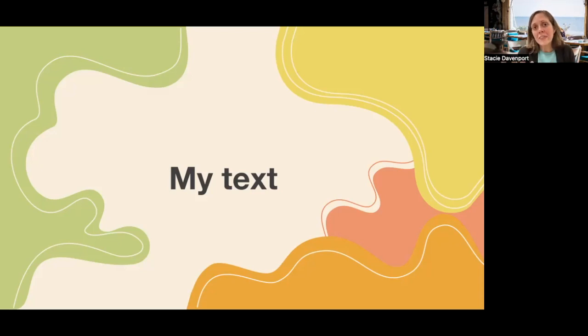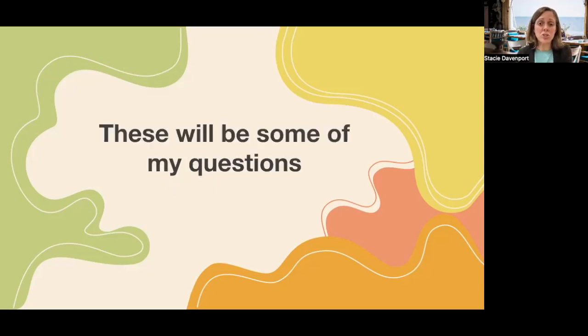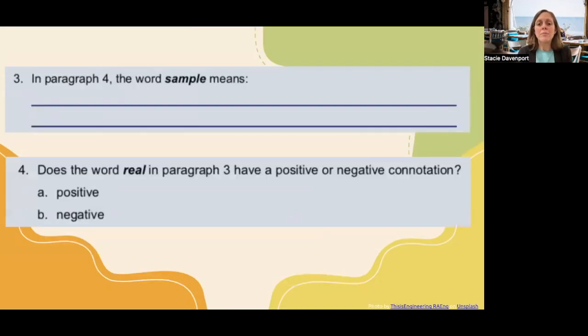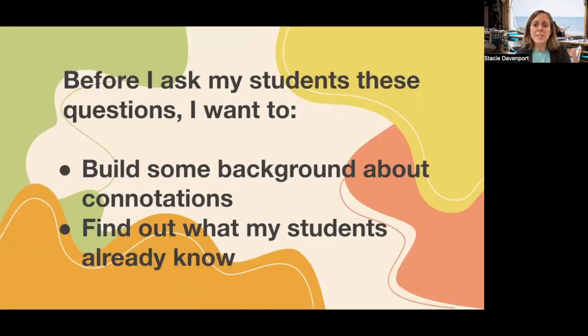And so I took that. And again, in Texas, we have the STAAR. And the STAAR has questions that we need to answer about connotations and denotations. And I modeled questions for this text based on how those connotation and denotation questions look in the STAAR. So my text was Dish Soap for Dinner. These would be some of my questions. And I'm going to come back to these at the end.